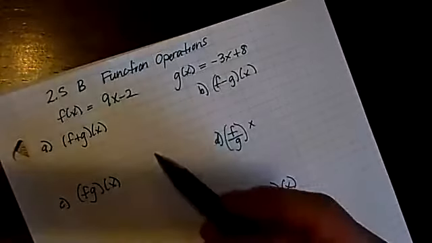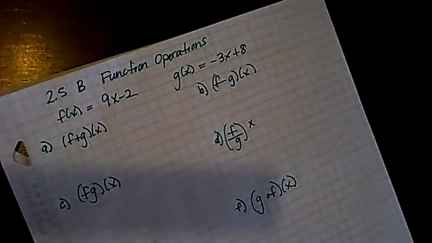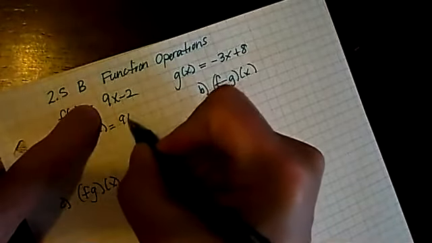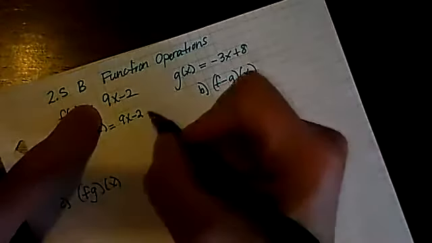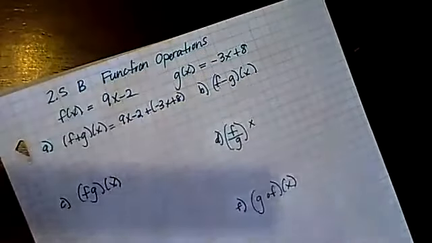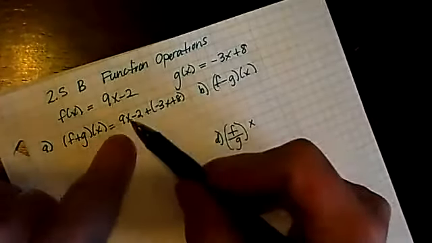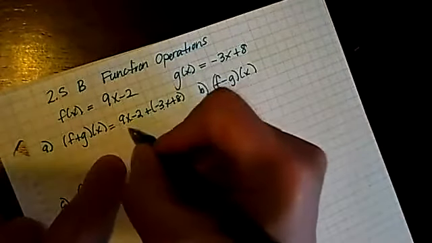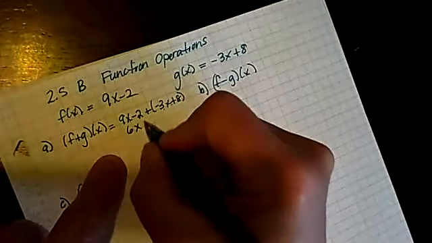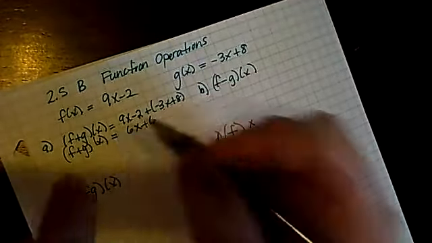So this is saying, here's my two functions. You're given that. Find f plus g of x. That just means add them together. So what this means is take 9x minus 2 and add a negative 3x plus 8. So we're just adding those together. What is 9x and a negative 3x? Well, that's a positive 6x. What's a negative 2 plus 8? Plus 6. So that would be your f plus g of x. That would be the answer.